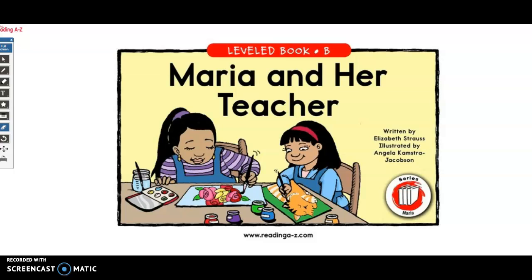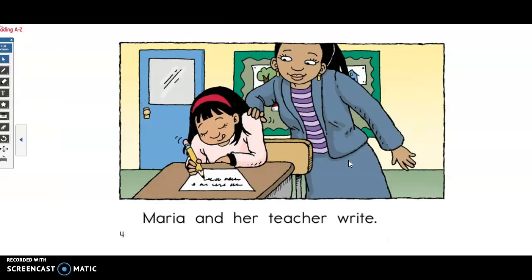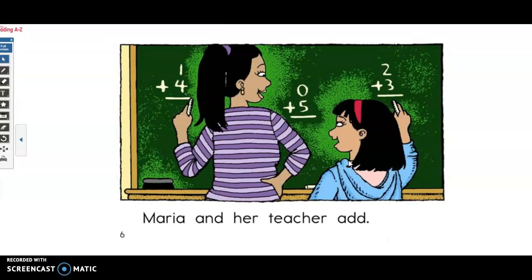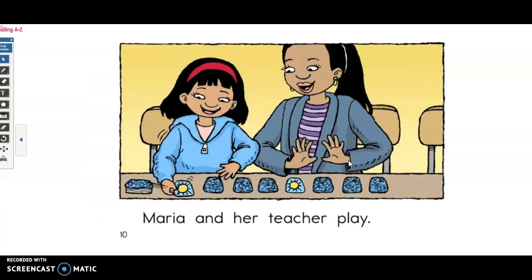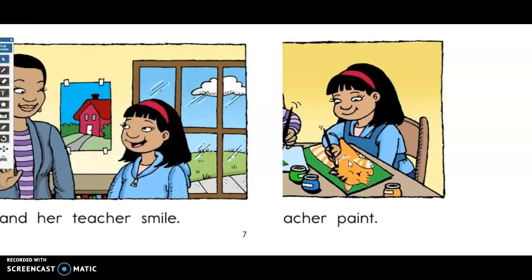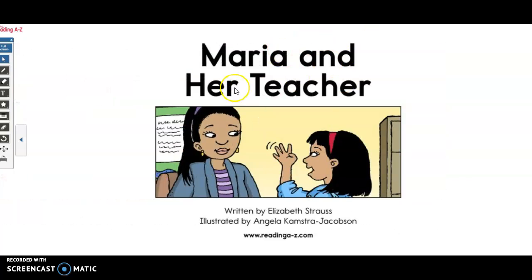Everyone, we're back with the book Maria and Her Teacher. We talked about the characters in this story yesterday. We talked about who Maria is, who the teacher is, and we looked really closely at what they were doing in the book. So we noticed that they were talking, writing, reading, adding, smiling, painting, cleaning, and playing. A lot of different things that these characters do together in the classroom, Maria and her teacher.